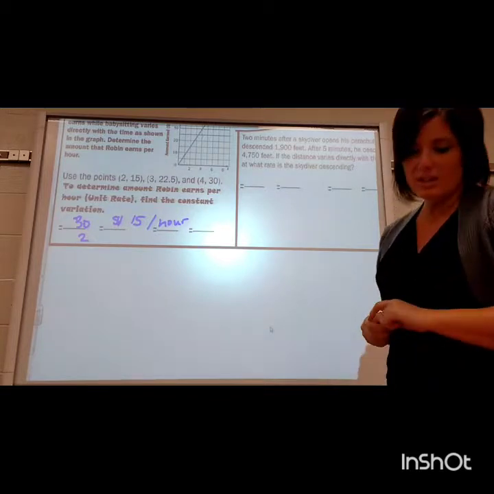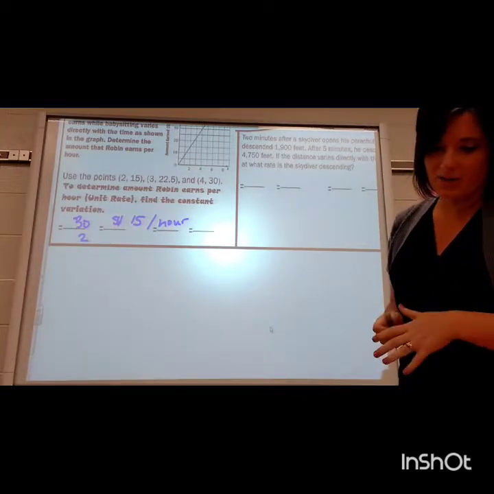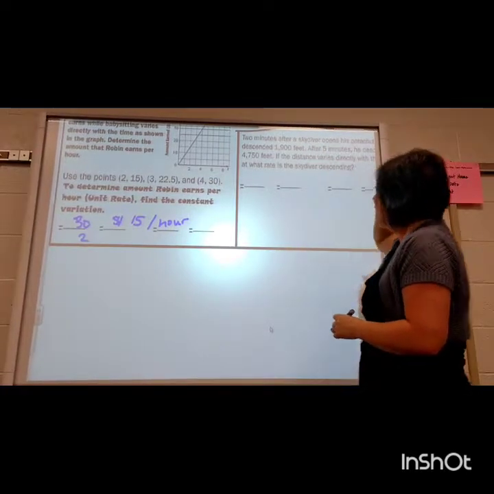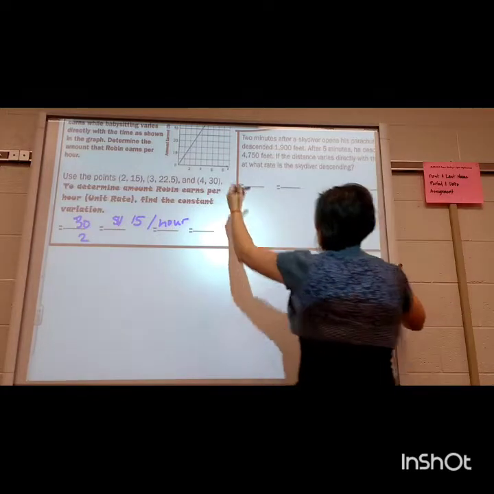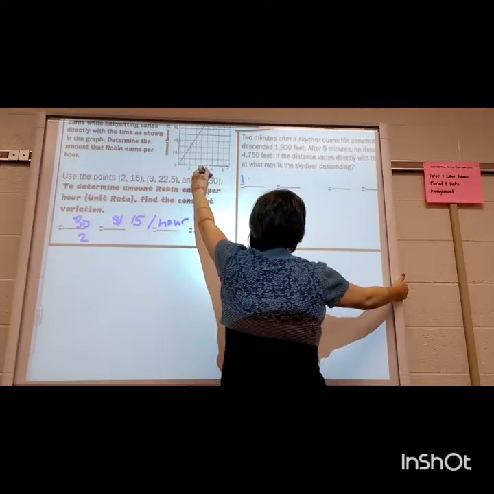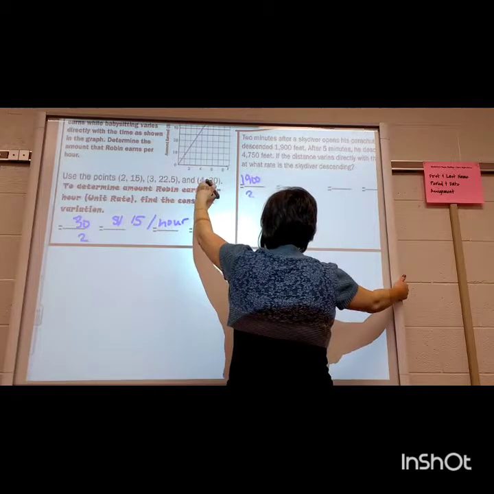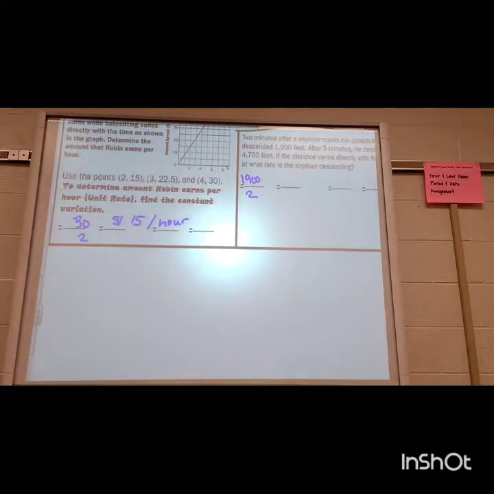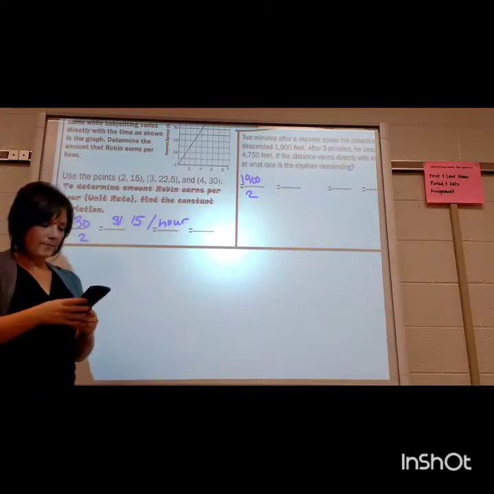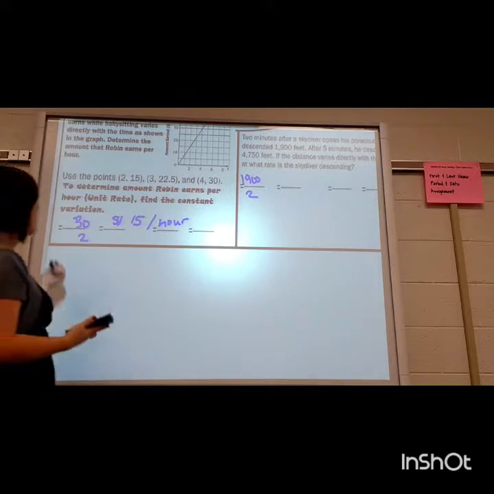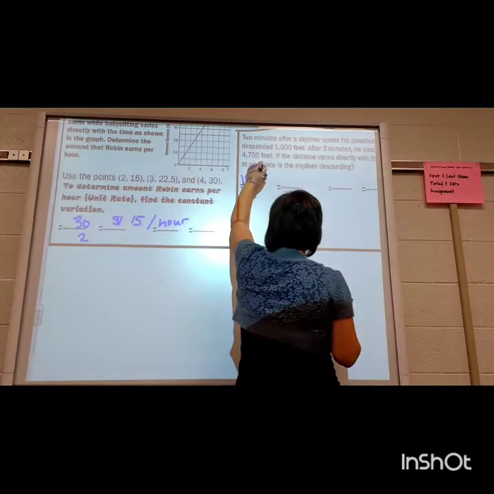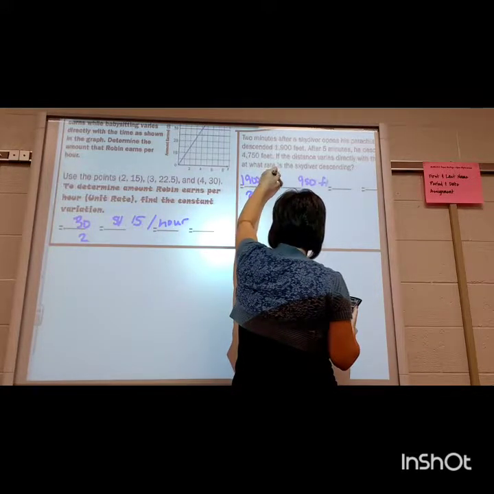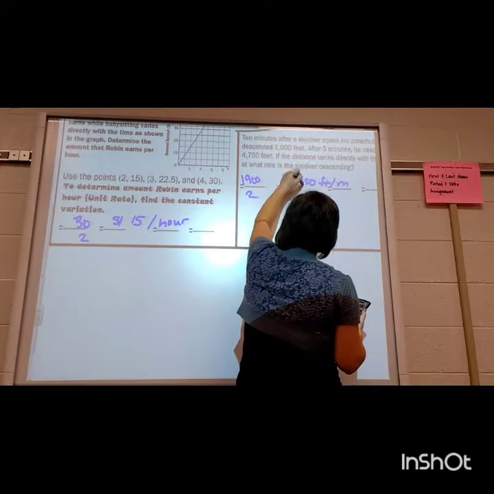In this problem, it says 1,900 feet in 2 minutes. So we're going to do distance over time, with 1,900 on top and the 2 on the bottom. You're going to use your calculator and do 1,900 over 2, and you get 950 feet per minute.